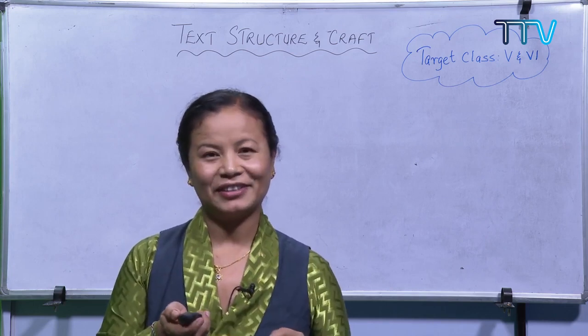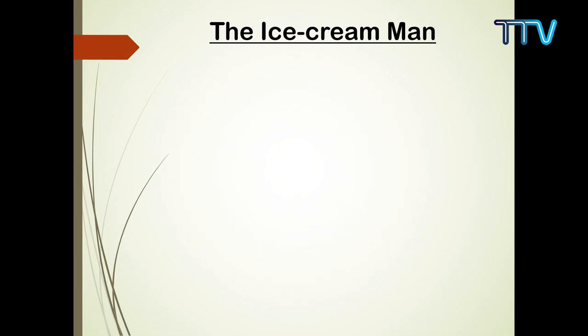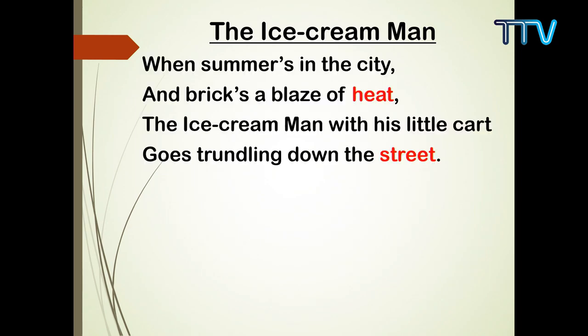The ice cream man, if you remember, this is from your NCERT textbook. When summer's in the city and breaks a blaze of heat, the ice cream man and his little cart goes trundling down the street. I have highlighted heat and street. If you can tell me why. Since you are in class 5 and 6, I am sure you all know. These are rhymes. Heat rhymes with street.